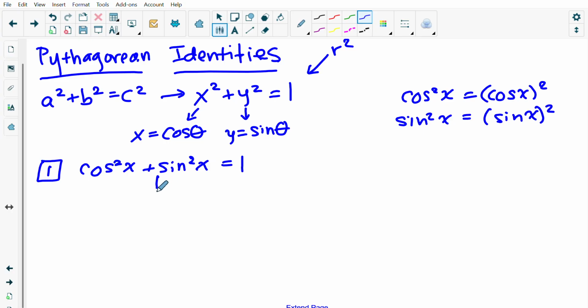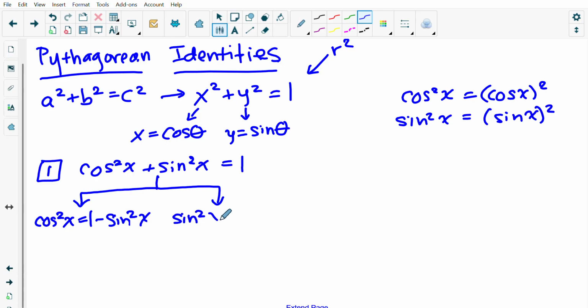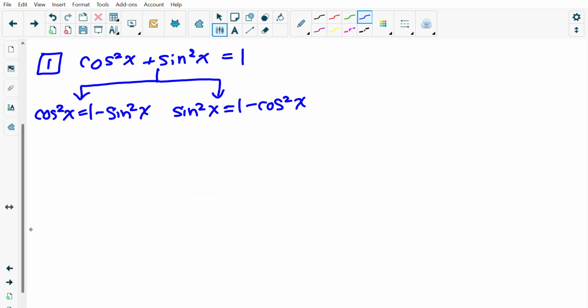Okay, two Pythagorean. So number one, we get two different versions of this by subtracting sine squared of x from both sides. So I get cosine squared of x equals 1 minus sine squared of x. The other version I get is if I subtract cosine squared of x from both sides, so I have sine squared of x equals 1 minus cosine squared of x. So that's our first Pythagorean identity.